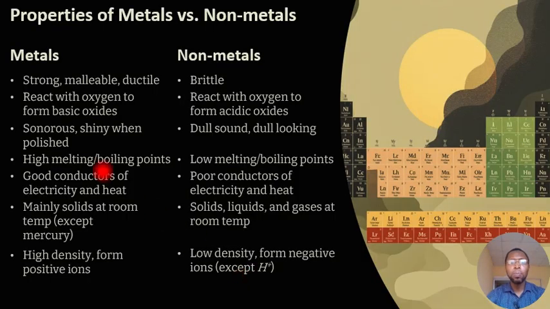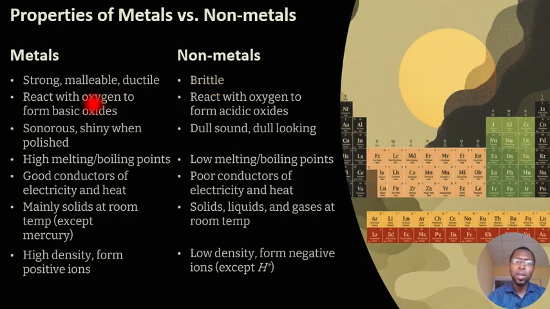Now let's talk about properties of metals and that of non-metals. You have been able to see that metals have grain size. They can be bent. That means they are ductile. You can shape them through cold working. Now let us see some of their properties. Number one, metals are strong, malleable, and ductile. That means they are strong, they are hard, and they can be bent as well. On the other hand, non-metals are brittle. These ones are not strong, they can easily break.